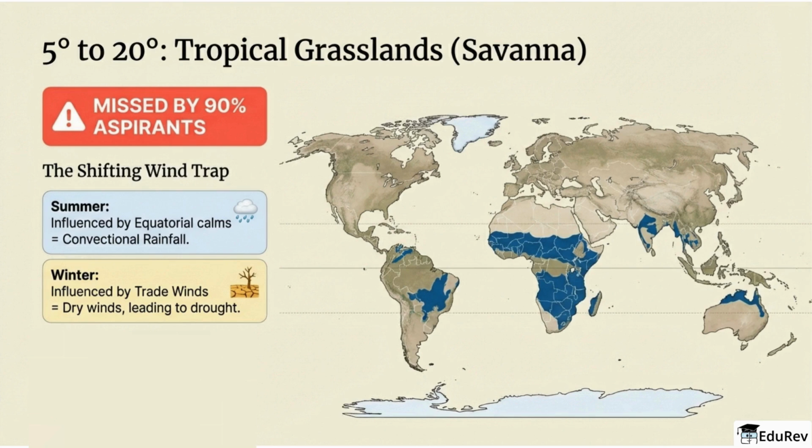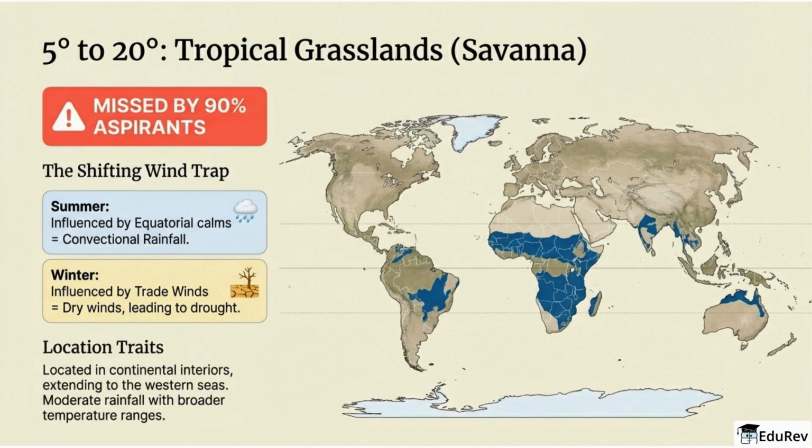Wet summer, dry winter. Rainfall is moderate. Temperature range is broader than in the equatorial belt, and the region often lies in continental interiors, sometimes extending toward western sea margins. Do not memorize savanna as vegetation first. Understand the shifting wind mechanism first.